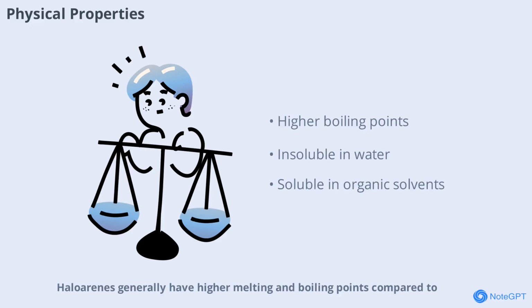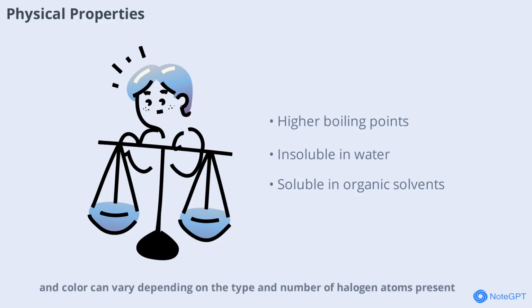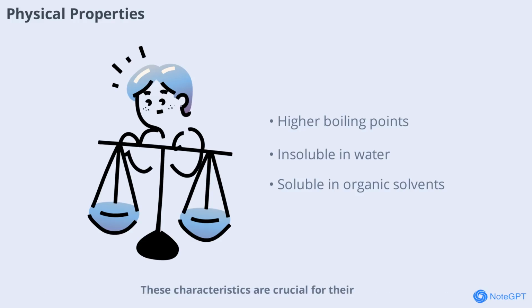Haloarenes generally have higher melting and boiling points compared to their parent hydrocarbons due to the presence of the halogen atom. They are usually insoluble in water, but soluble in organic solvents like ether and benzene. The physical properties such as density, refractive index, and color can vary depending on the type and number of halogen atoms present. These characteristics are crucial for their identification and separation in laboratory settings.